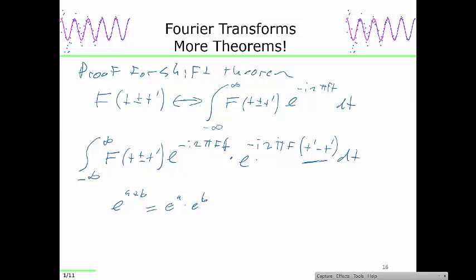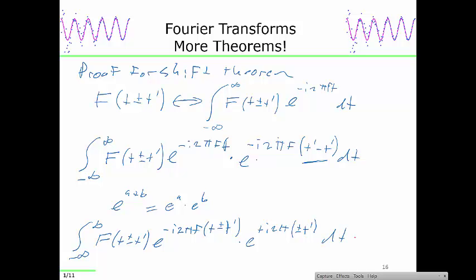And I'm going to take that first exponential and fold it into that middle exponential and fold it into the first. And that gives me then the equation that I had before of this equaling the integral from negative infinity to infinity of f(t plus or minus t prime) e to the minus i 2 pi f (t plus or minus t prime) times e to the plus i 2 pi f (plus or minus t prime) dt. So that and that net correspond to multiplication by 1.